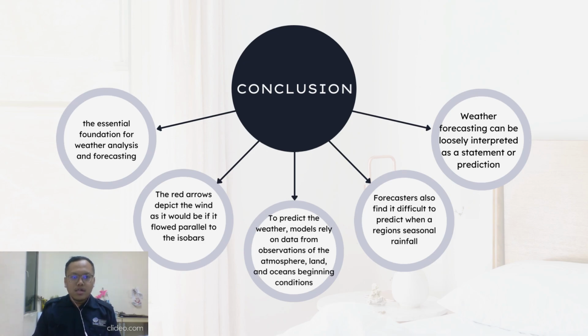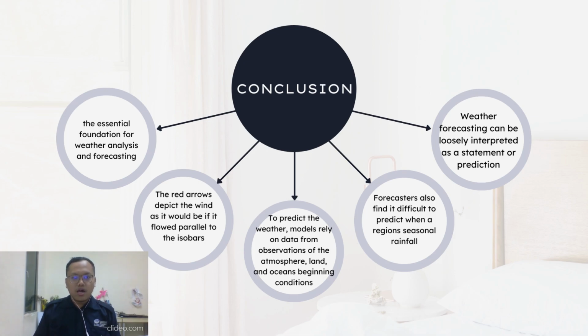To predict the weather, models rely on data from observation of the atmosphere, land, and ocean as beginning conditions to determine the real state of the atmosphere. Data from the model is supplemented with information gathered from weather stations that are installed at strategic locations around an area or country. Forecasters also find it difficult to predict when a region's seasonal rainfall will begin and stop because they can't look at trends over years or decades due to a lack of access to superior historical data.